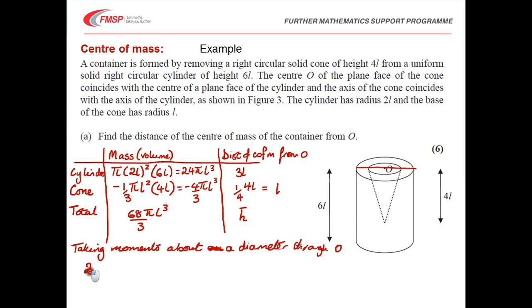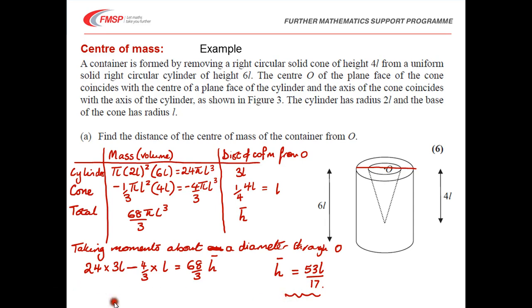So the cylinder's moment, I'm going to say, is 24 times 3L. Notice there I've eliminated the pi L cubed because I know it will cancel out in a minute anyway. The moment for the cone is going to be minus 4/3 times L. So again, eliminating the pi L cubed, and negative, as I say, because it's a space that's been removed, a mass that's been removed. That's going to be equal to 68 over 3 h bar. And if we do a little rearrangement on the fraction there, that's going to give me h bar is 53L over 17.